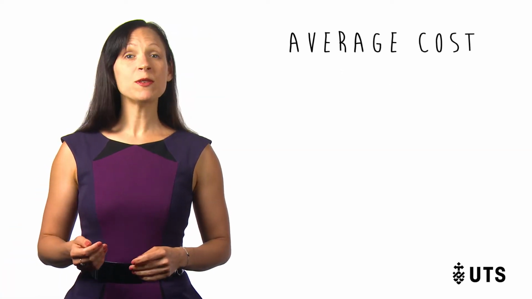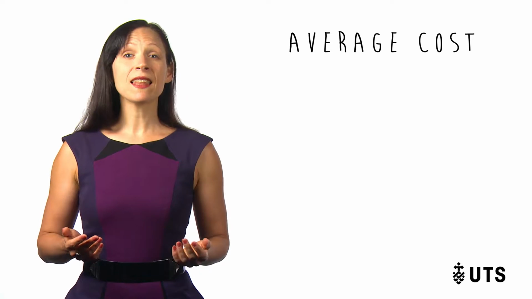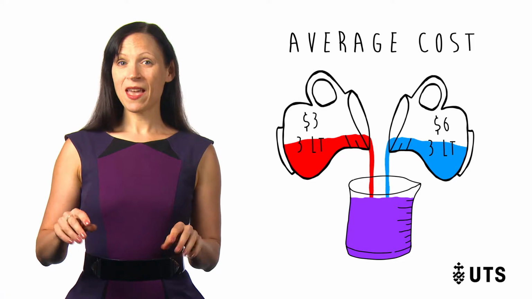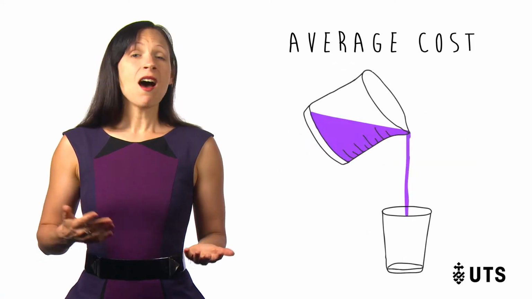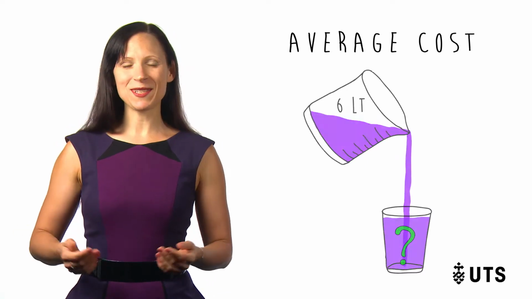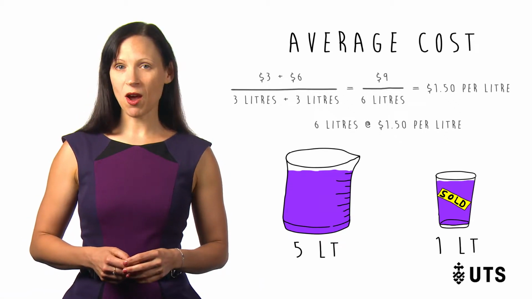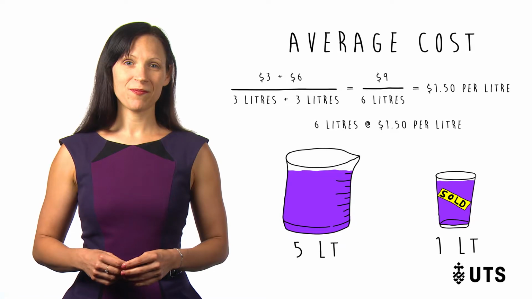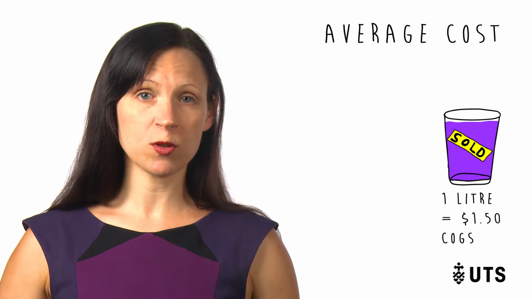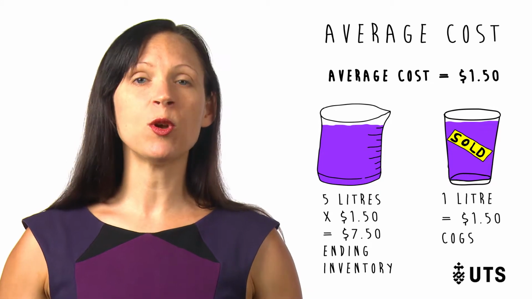The average cost method uses an average of the cost of the items. I like to think of this like making a drink. When I mix 2 liquids together and pour a glass, I don't know how much of each liquid is in the glass. So I just use the average. In our example, the average cost of each item is $1.50. So the average cost method reports $1.50 as the cost of goods sold and $7.50 as the value of ending inventory.